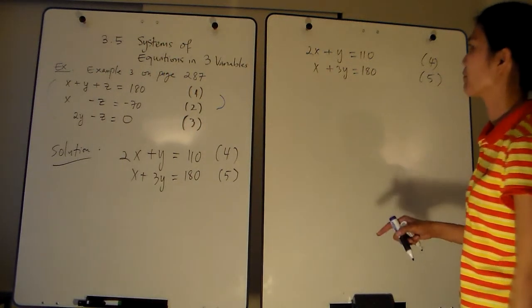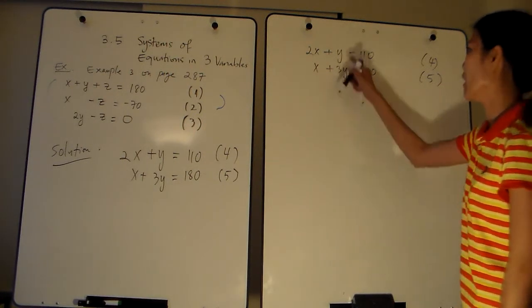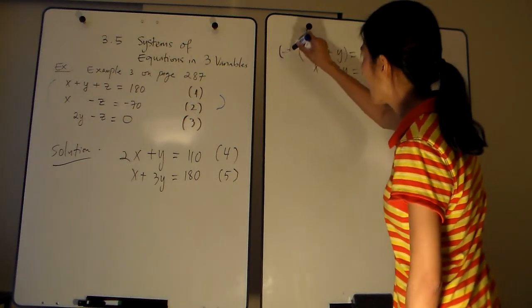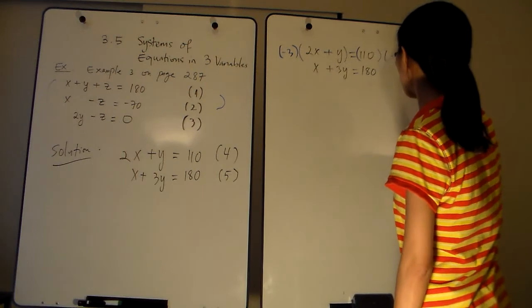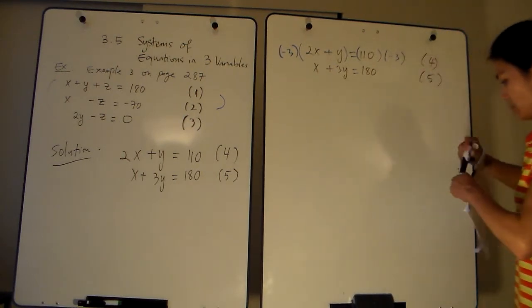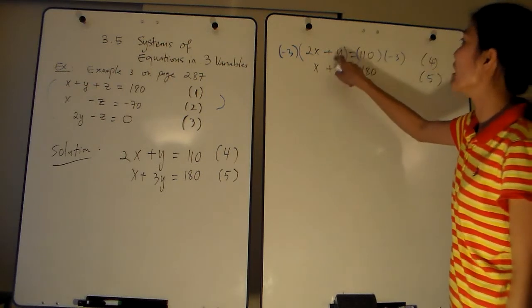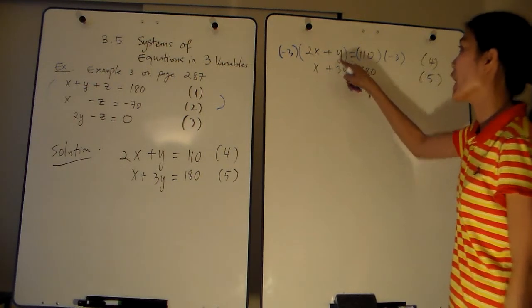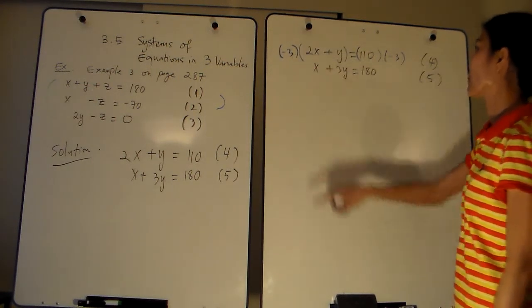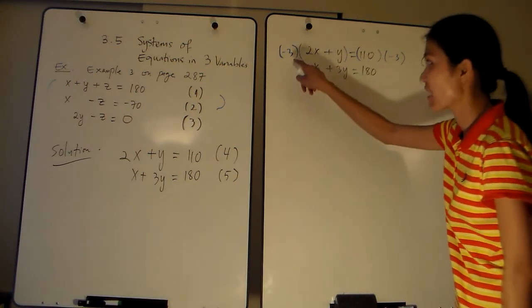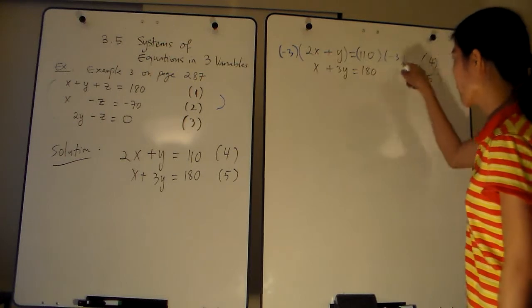Looks like I'll pick, doesn't matter, I'll pick y, okay? So I will multiply by negative 3 on both sides. If I want to eliminate y, I need to have a negative 3 coefficient for y. That's why I multiply by negative 3. And when I multiply a constant to an equation, I need to multiply the same value to both sides.